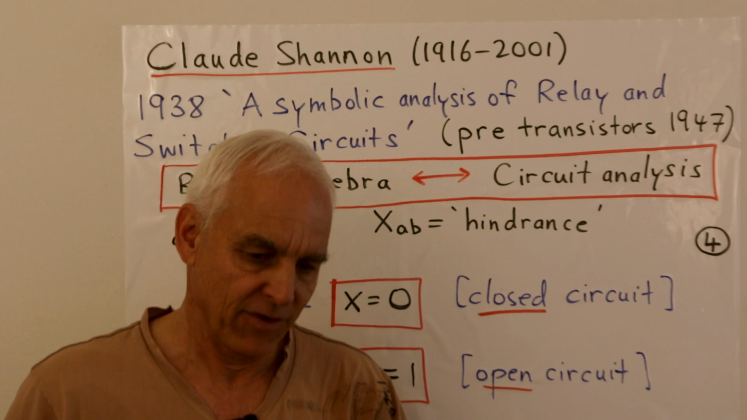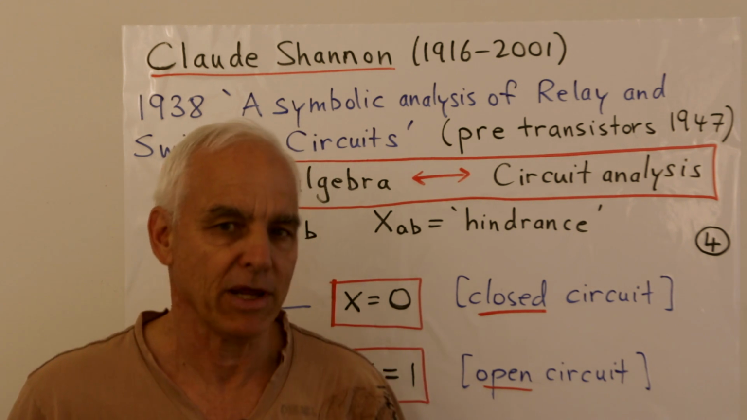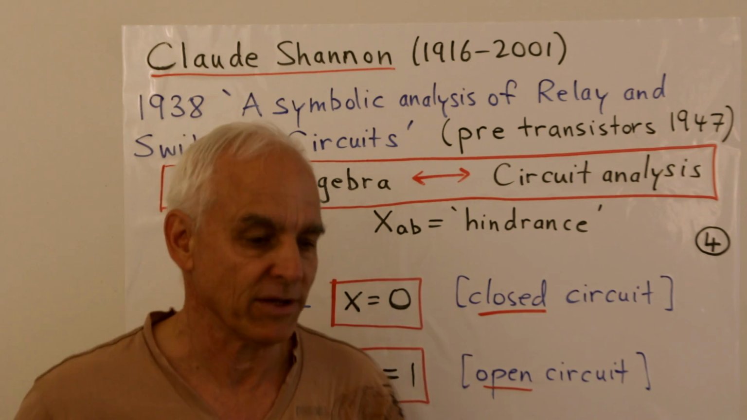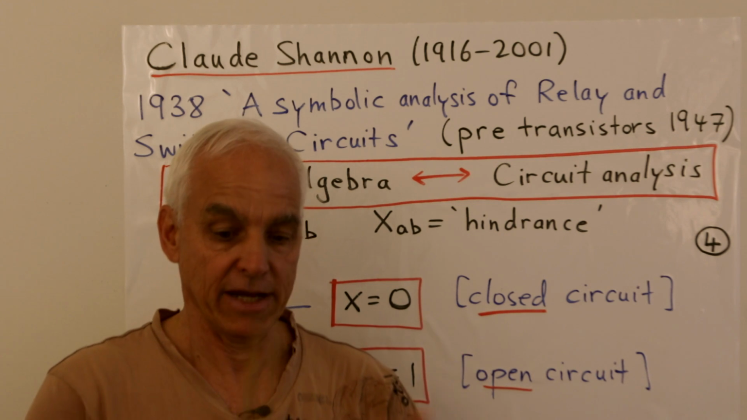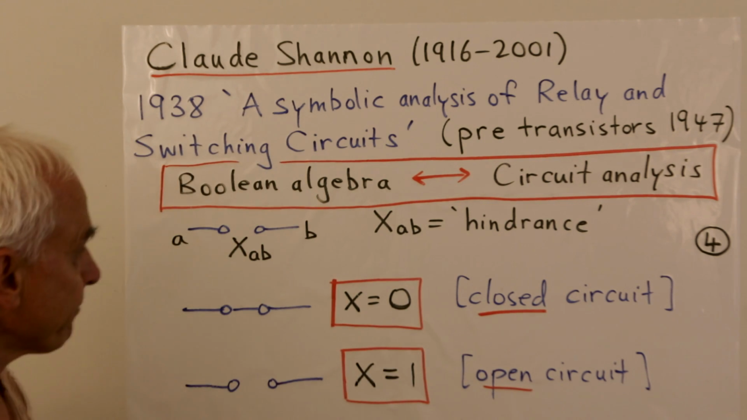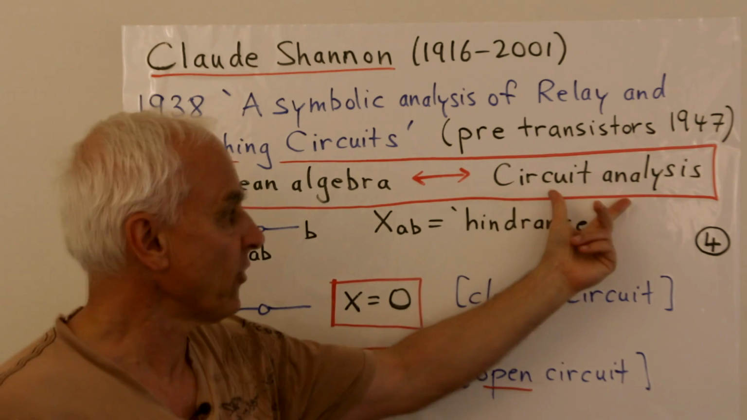Although I should say that Charles Peirce also had some idea in this direction. He wrote a letter where he also suggested the possibility of doing such a thing quite a few decades earlier. But Shannon just laid out how we actually do this. So we get an important connection between Boolean algebra and circuit analysis.